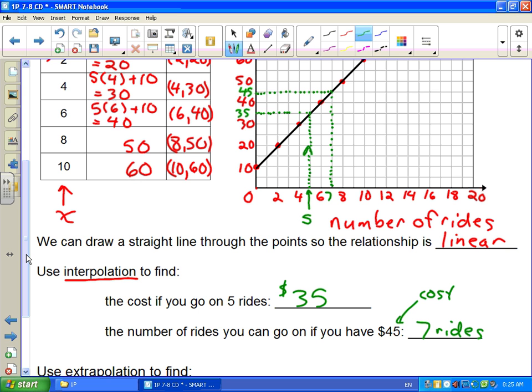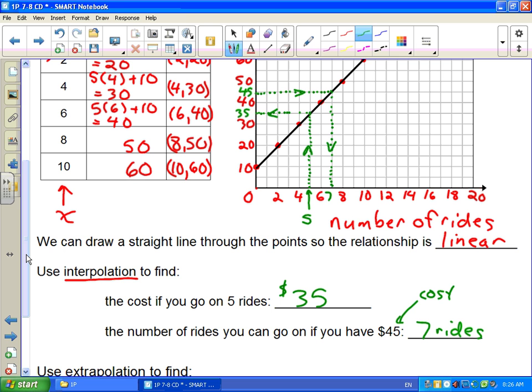So the first one, we were going from the x-axis up to the line and across. The second one, we were going from the y-axis to the line and then down. But you always want to go over to that line that you've drawn every time. Now, why is this called interpolation?